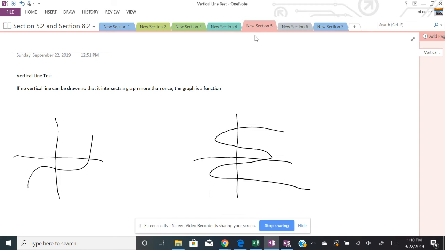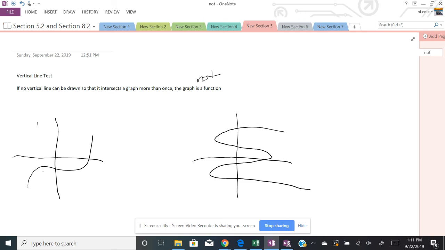As well in this section, you're going to do something called a vertical line test. So you're going to look at a graph, and you're going to draw a vertical line. And if that vertical line intersects the graph more than once anywhere, then the graph is not a function.